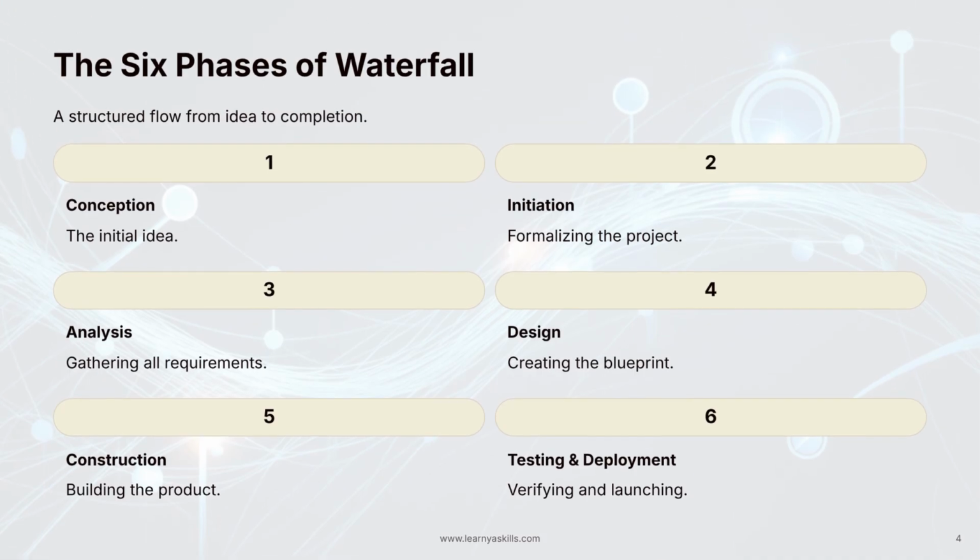The waterfall model follows a structured flow, typically broken down into 6 distinct phases that cascade one after the other. It begins with conception, which is the birth of the initial project idea. This is followed by initiation, where the idea is formally analyzed, documented, and approved in a project charter. Next is analysis, a critical phase where you gather and document every single requirement for the project. Once requirements are locked, you move to design, where you create the detailed blueprint for the product.